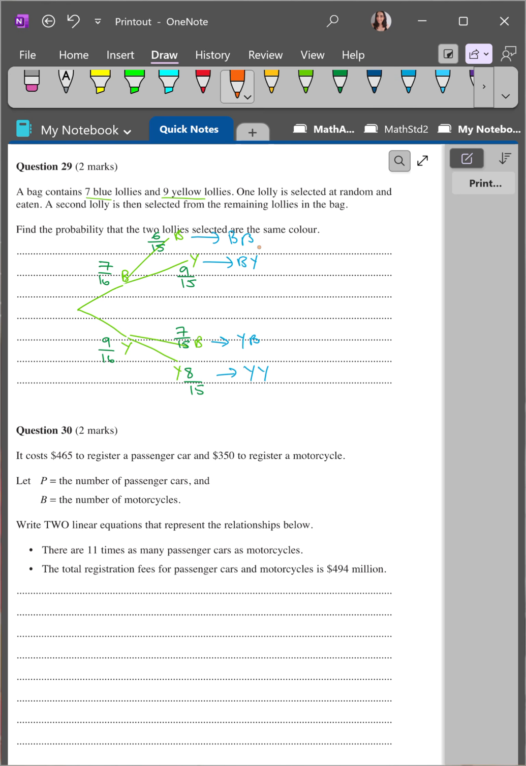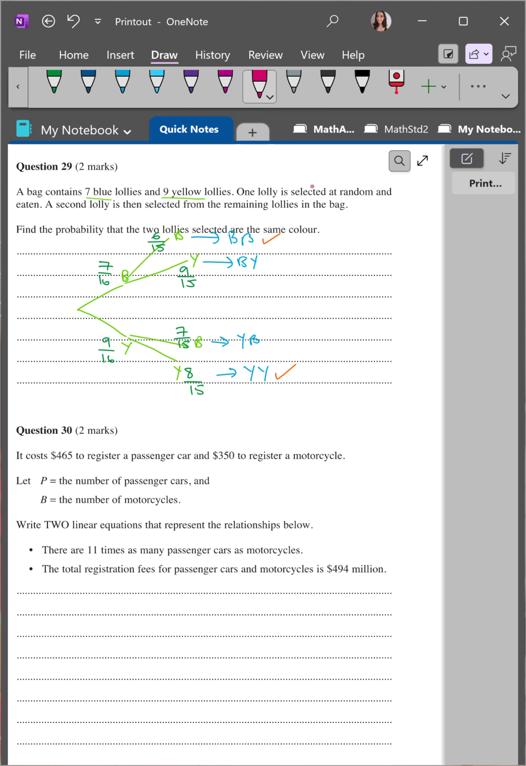So, which ones do we like? It's saying find the probability that the 2 lollies selected are the same color. So we like this branch and we like this branch. Now that we know these are the 2 branches that we want to use, let's do a calculation for them. So if we're going across the branches, we multiply.